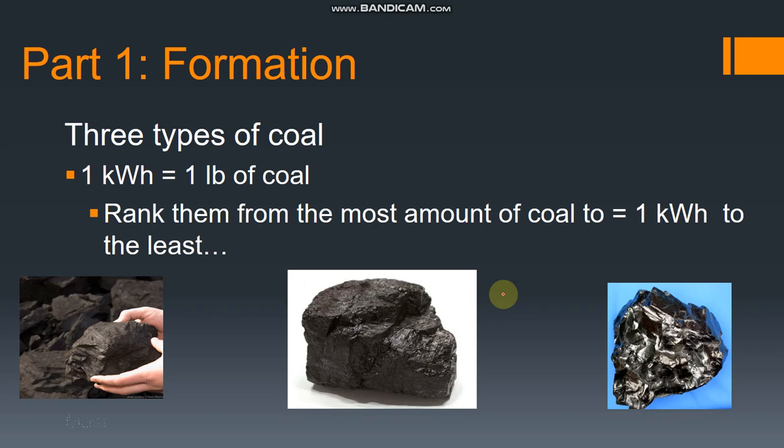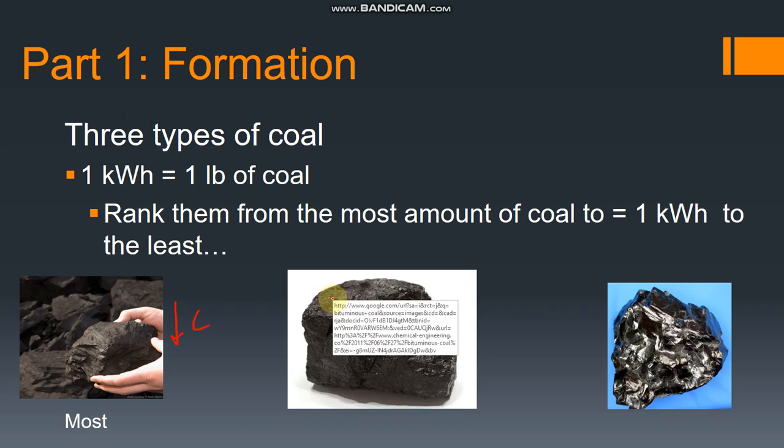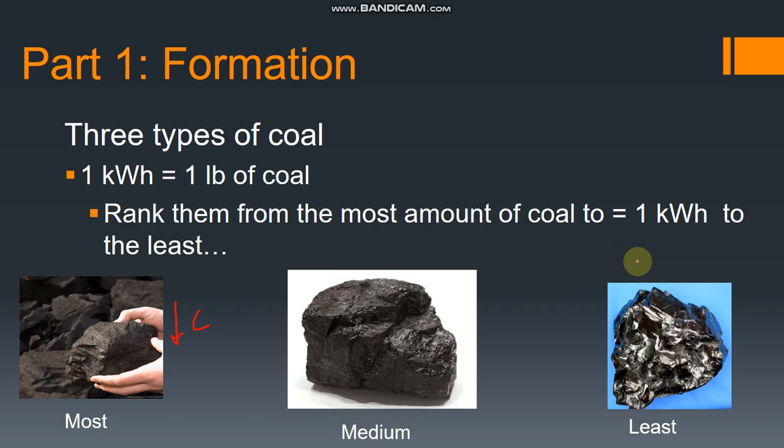And you probably guessed it right. It is lignite because it has the least amount of carbon. You need the most of it. You need more than 1 pound to make a kilowatt hour. And if I were to ask you the opposite, which type of coal would you need the least amount to produce 1 kilowatt hour? And it is anthracite.